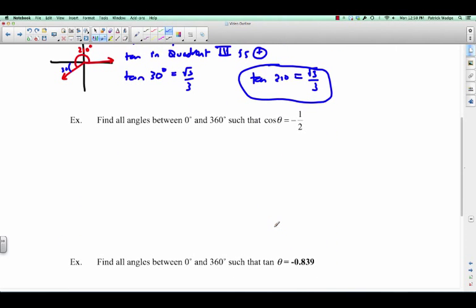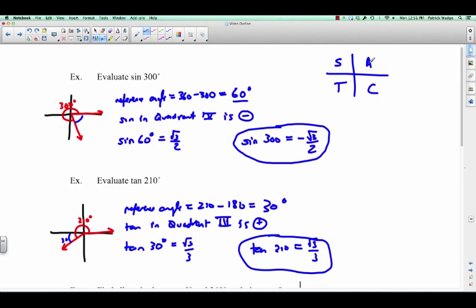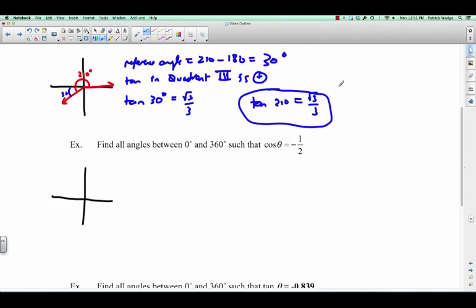Okay, find all the angles between 0 and 360 such that cosine theta equals negative 1/2. So there's some angles, more than one, that have a cosine value of negative 1/2. Do you know how many there's going to be? There should be 2 of them, because there's 2 quadrants where cosine is negative. Where's cosine negative? They're all positive here, so it's not there. Cosine's positive here, so it's not there. But in these two, only sine is positive, so cosine's negative, and only tan's positive, so cosine's negative.